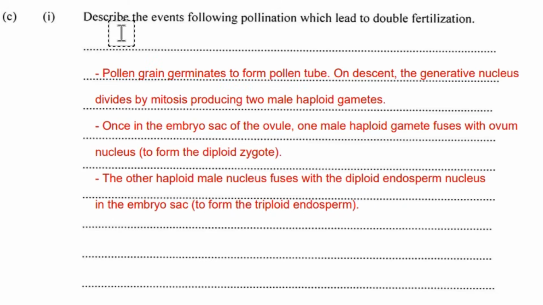C part 1, describe the events following pollination which lead to double fertilization. Well, first the pollen grain is going to germinate to form the pollen tube. This usually happens when the pollen grain attaches to the stigma, probably takes in some water and sucrose, and then the grain ruptures to let forth the pollen tube. The pollen tube grows down the stigma. On descent, the generative nucleus divides by mitosis, and that produces two male haploid gametes.